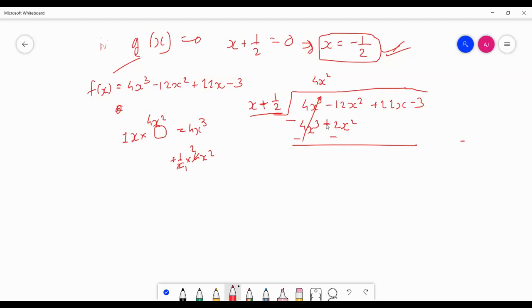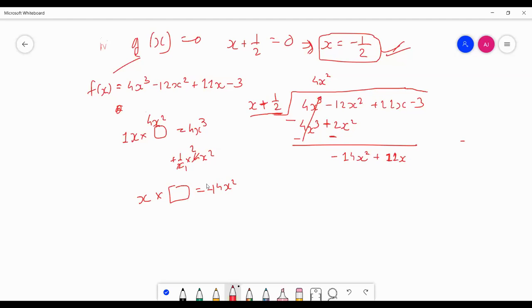Now we will not take the positive sign. We will take minus. For 2x square, we will consider negative sign. So minus minus plus, 12 plus 2 is 14. It will become minus 14x square plus 11x. Okay. Now you tell me what should I multiply with x to get minus 14x square? Can you tell?